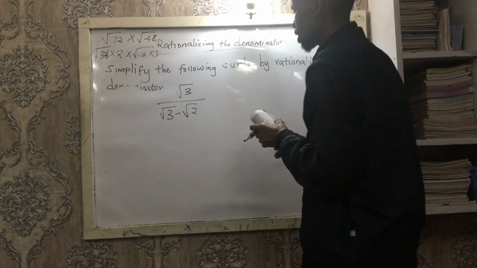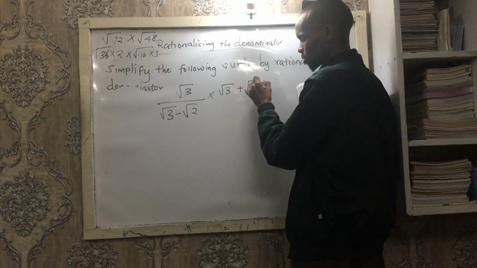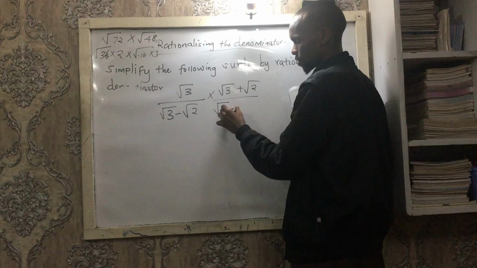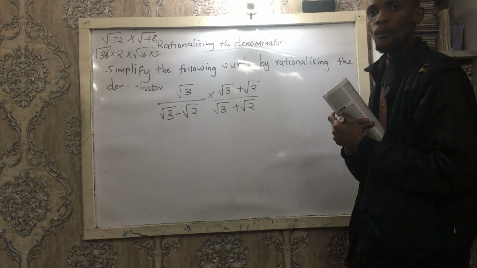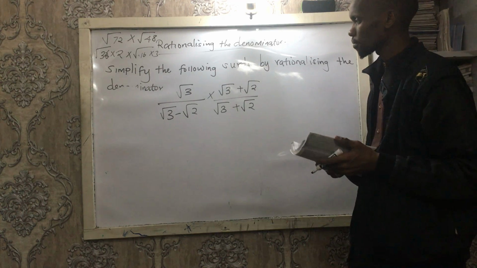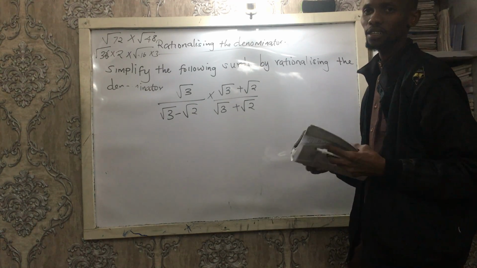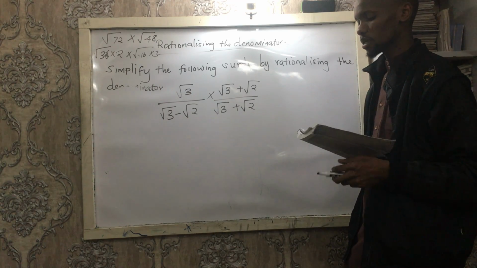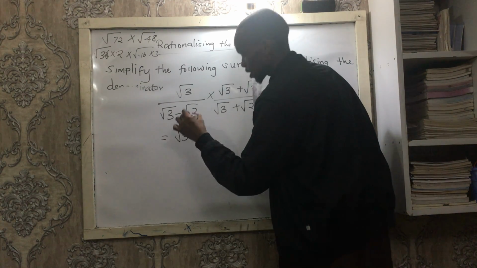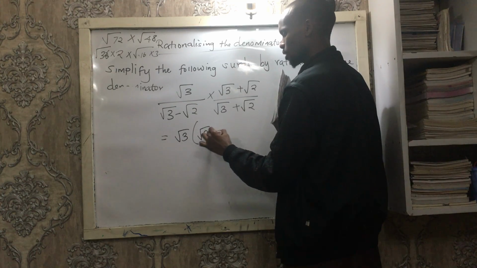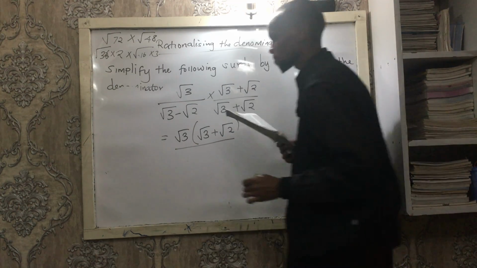Are we together? So that we can have multiplied by root 3 plus root 2 over root 3 plus root 2. Are you together? Are you getting? Now we need to multiply this by this. There's nothing like cross multiplication here. We multiply directly the surds. Are you together? So this will give me root 3, I need to go step by step into bracket, root 3 plus root 2, over. I hope we are moving.